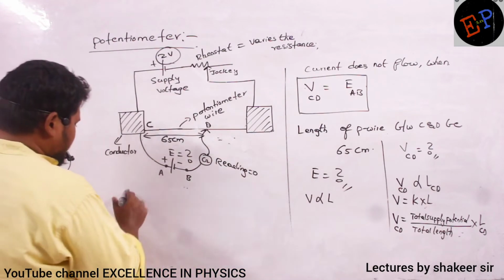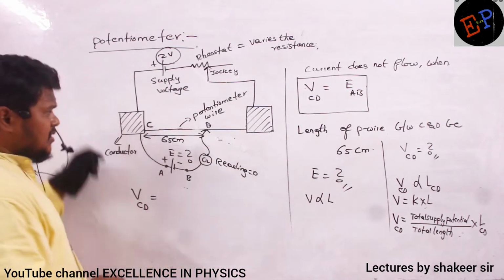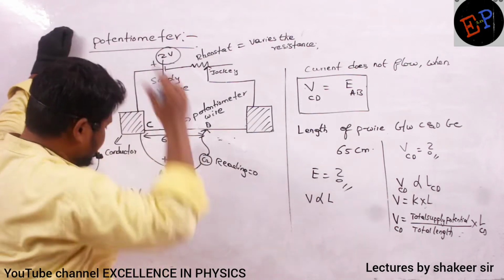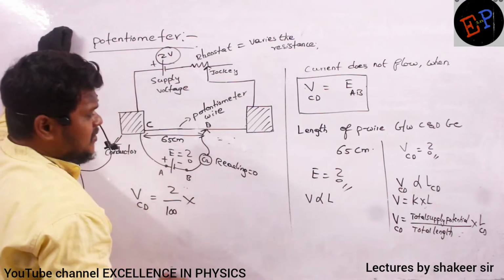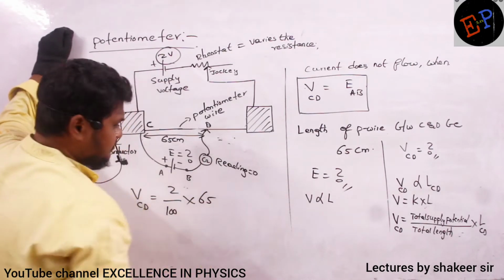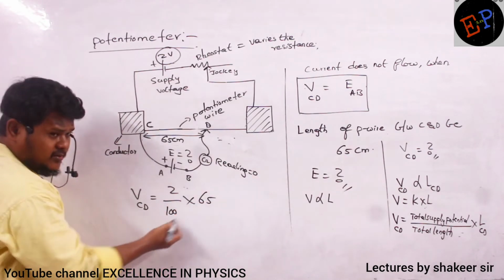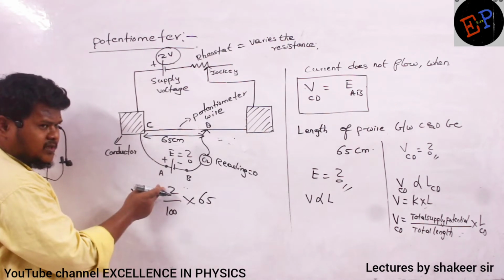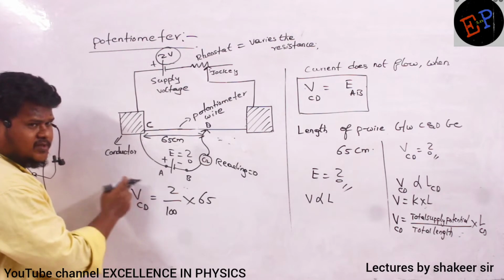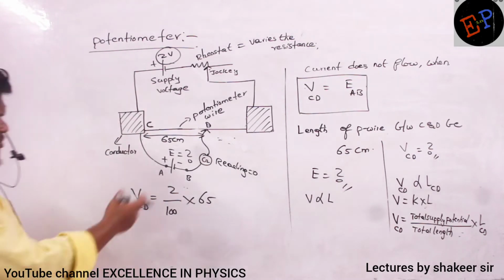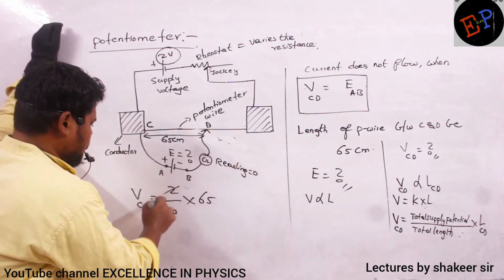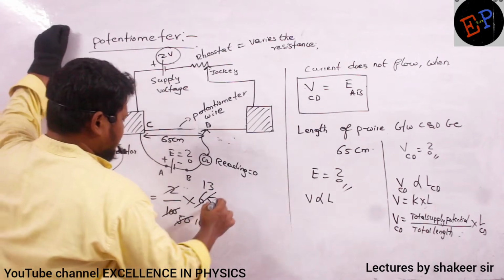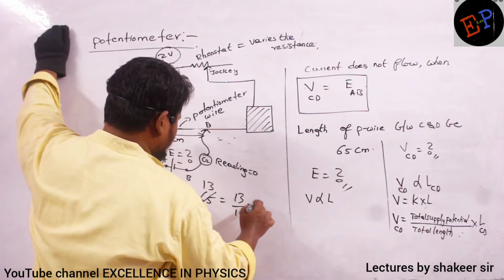So now do all the calculations. Potential drop between C and D is equal to total supply potential 2, divided by total length of the wire, 100 centimeter, multiplied by length between C and D, which is 65. So 65 by 100 is a ratio of lengths. Ratio of lengths multiplied by total potential gives the potential drop between C and D. This is the method which we can use. Now do the calculation. So 2 times 65 by 100, which is 13 by 10, that is 1.3 volts.